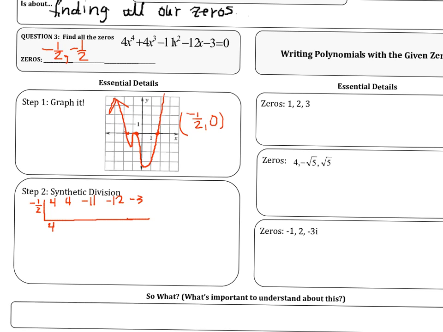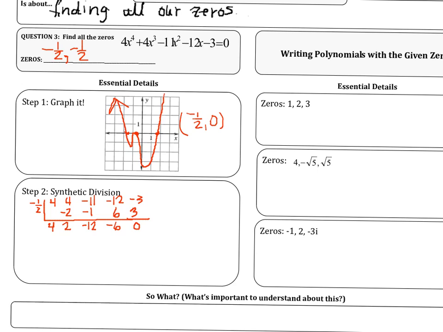My first one I'm going to drop down. Negative 1/2 times 4 is negative 2. 4 plus negative 2 is 2. Negative 1/2 times 2 is negative 1. Negative 11 plus negative 1 is negative 12. Negative 1/2 times negative 12 is positive 6. Negative 12 plus 6 is negative 6. Negative 1/2 times negative 6 is positive 3. Negative 3 plus positive 3 is 0.